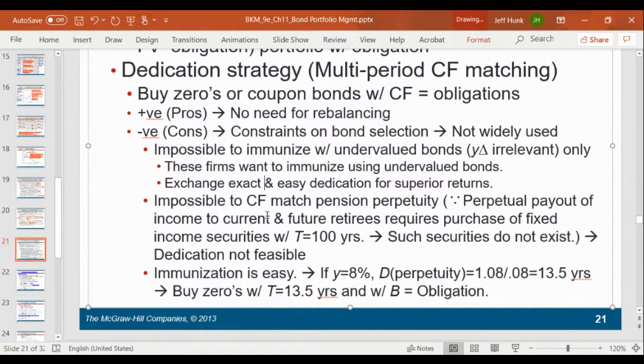Now, also, it's impossible to cash flow match a pension perpetuity. Why? Perpetuity is, in pension, think about it. You have to pay out for most pensioners, if this is a pension fund, for 30 years, 40 years, for a very long time. And since perpetual payout of income to current and future retirees requires purchase of fixed income securities with maturity equal to or greater than 100 years.